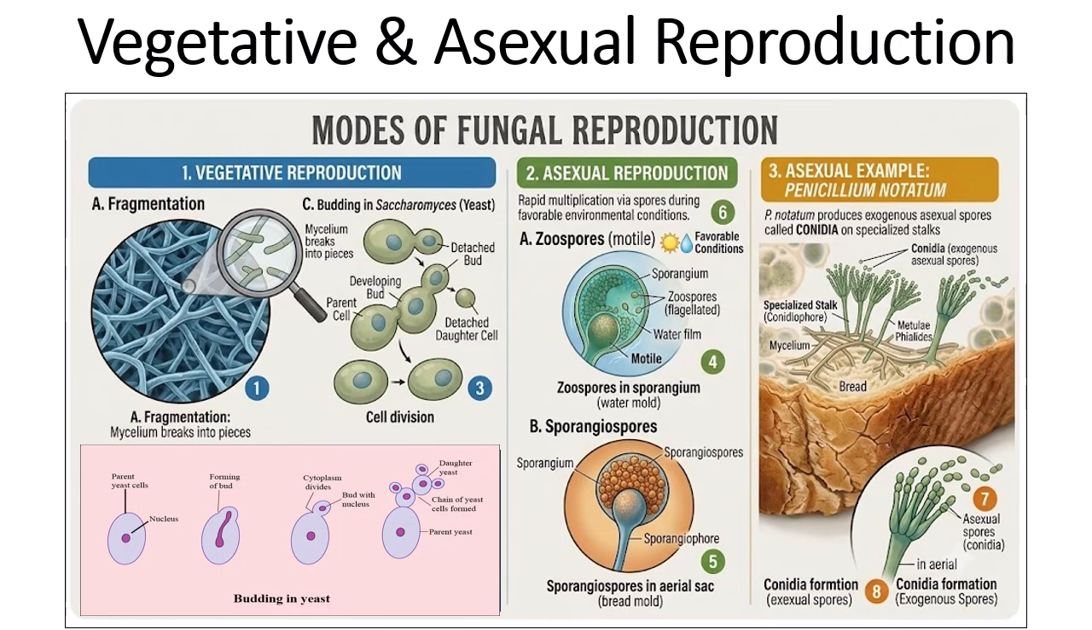Reproduction in fungi takes place in three different types. One, a very common method, is called vegetative reproduction, which simply takes place by means of fragmentation. The mycelium of the fungus simply breaks into small pieces, and each individual piece can grow into new mycelium. Then in yeast you can see budding.